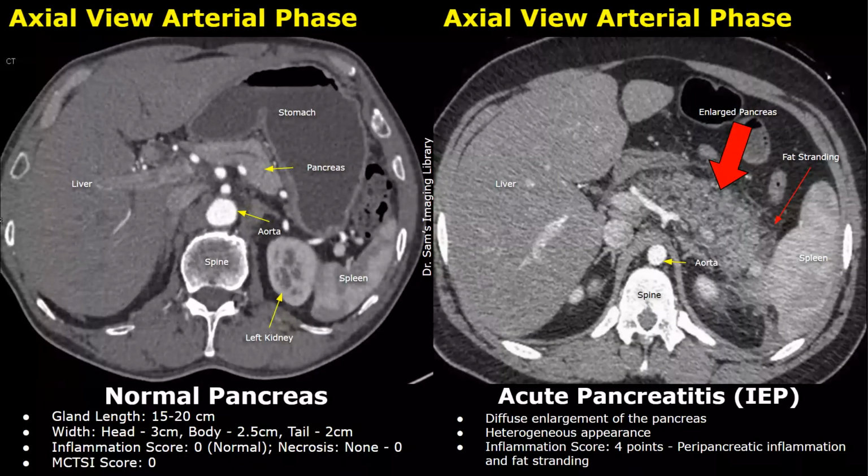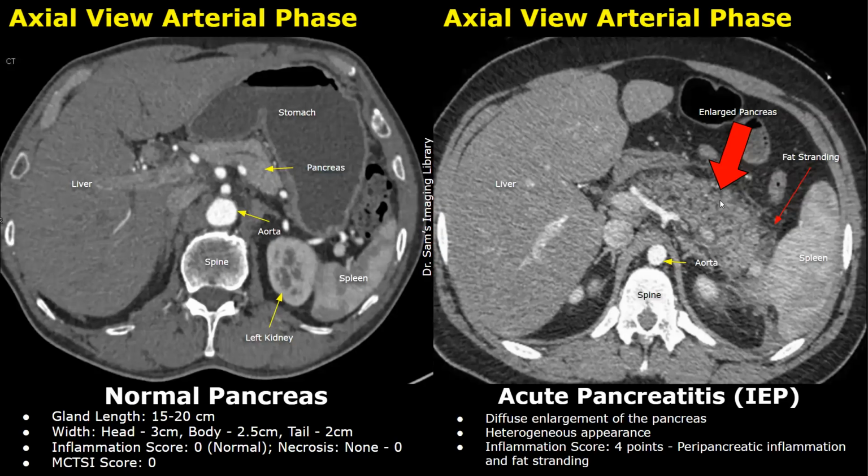This image of pancreatitis is taken during the arterial phase. It shows an enlarged pancreas. A swollen pancreas is easier to locate than a normal pancreas. Sometimes the pancreas can have a heterogeneous appearance. Now in this case, fat stranding is present around the enlarged pancreas. These bright areas are fat stranding. I will explain to you shortly what fat stranding is. First, we will do the scoring.